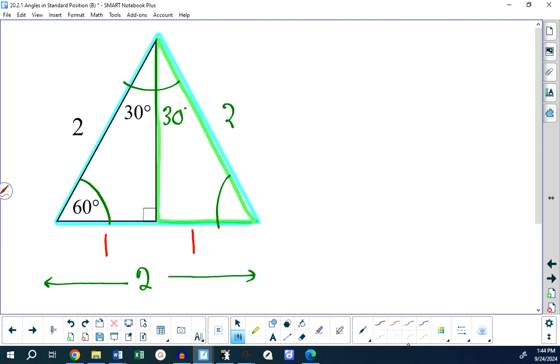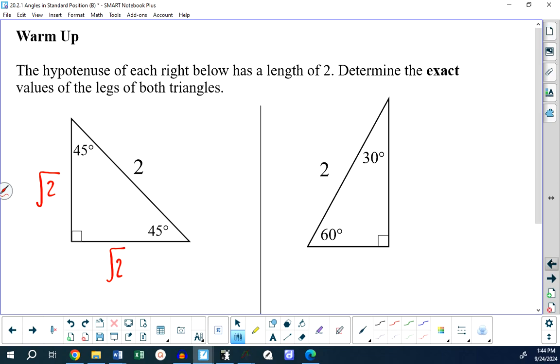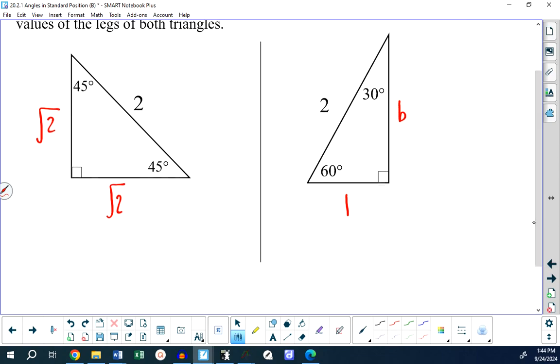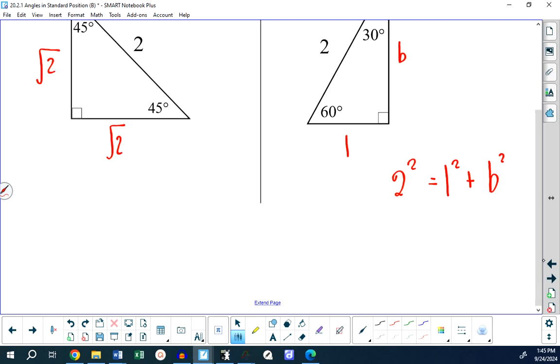So we know in this triangle, and I'm going to go back to here and show the work, we know that this is 1, so I can find the missing side. I'm going to call it B this time. I can write 2 squared equals 1 squared plus B squared. 2 squared is 4. 4 minus 1 squared is 3. B is the square root of 3.